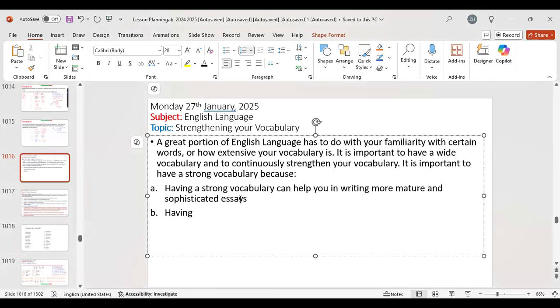Okay, so having a strong vocabulary also helps you with what? Not just writing. Communication, yes. And having a strong vocabulary also helps with your confidence as well.